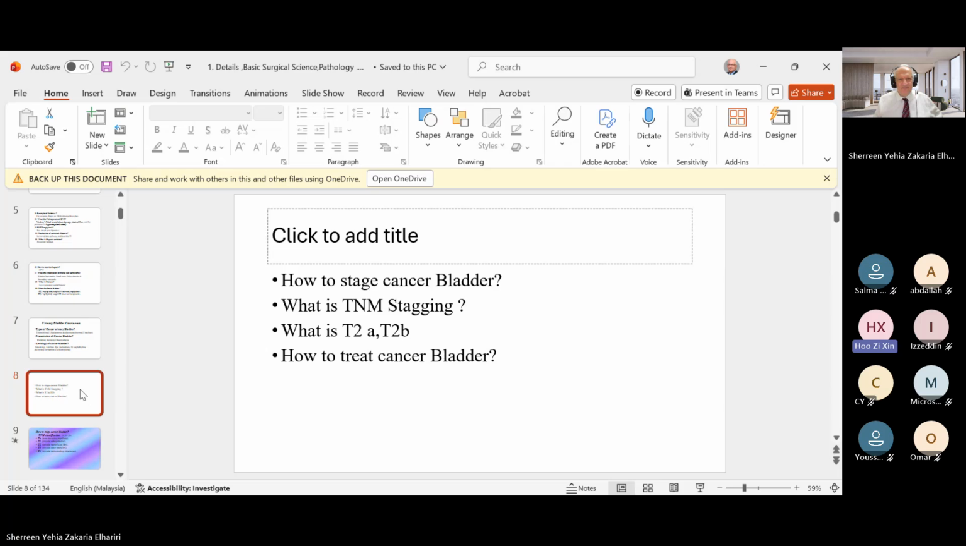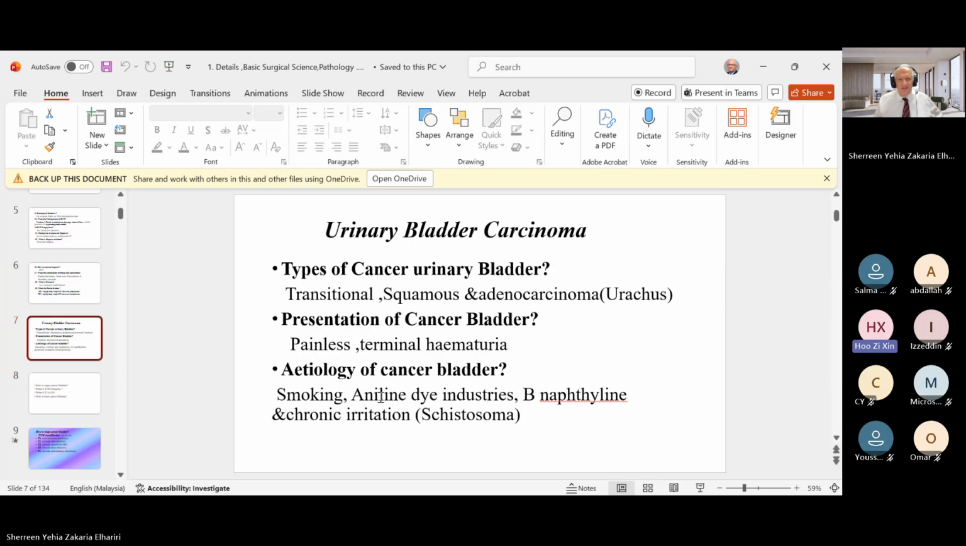Smoking. Schistosoma, no, forget schistosoma. We are not living in Egypt. Even in Egypt now, I think it is not common. Smoking, aniline dye, beta-naphthylamine dye, and chronic irritation can be risk factors.